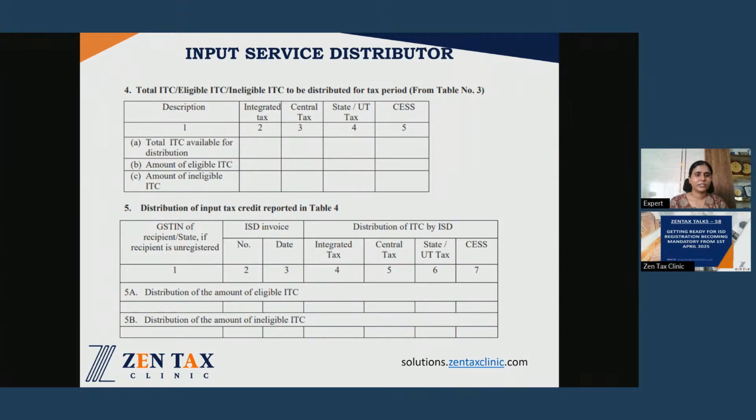In table 5, the distribution of input tax credit reported in table 4 is shown. That is, as we have segregated the amount of eligible ITC and the amount of ineligible ITC, we need to specify the GSTIN of the recipient to whom we are transferring the credit, the ISD invoice details, and the distribution of ITC. So the eligible ITC and ineligible ITC should be separately distributed among the recipients.